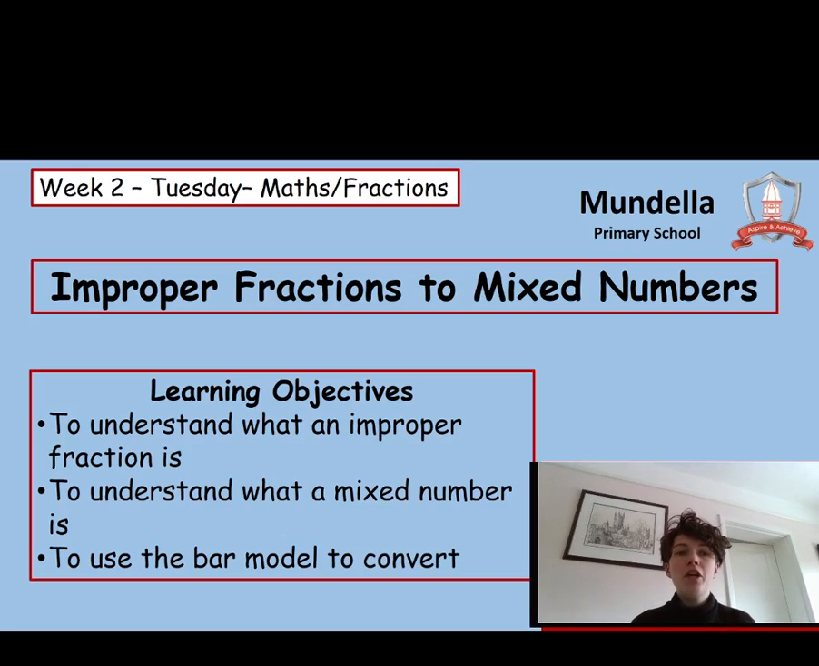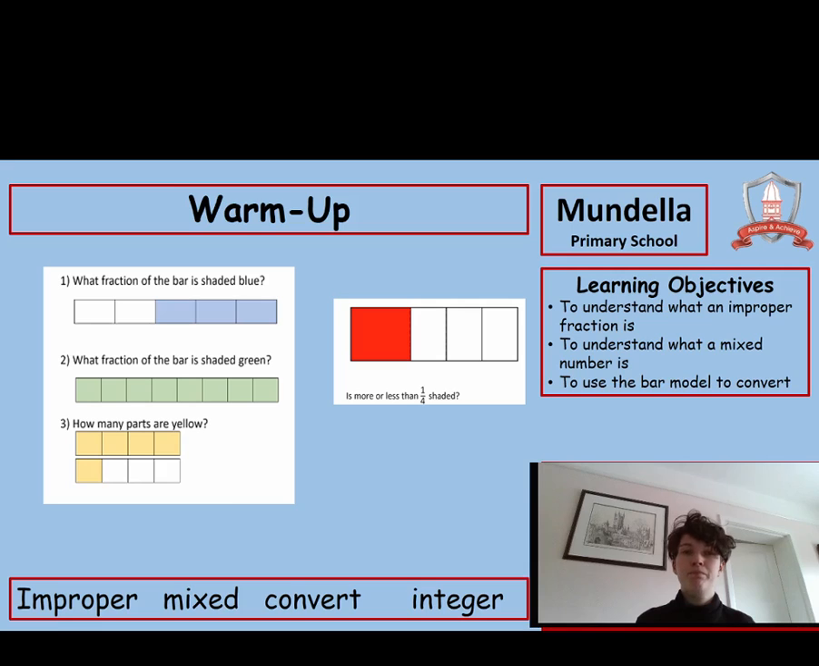Today's lesson we're going to be converting improper fractions to mixed numbers. So our learning objectives: to understand what an improper fraction is, to understand what a mixed number is, and to use the bar model to convert between the two. So in other words, convert means to change.